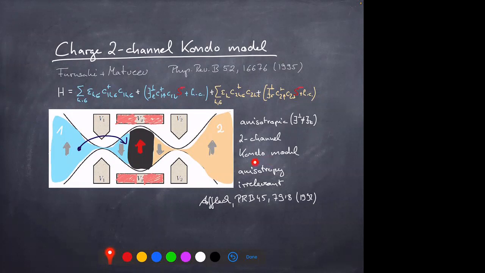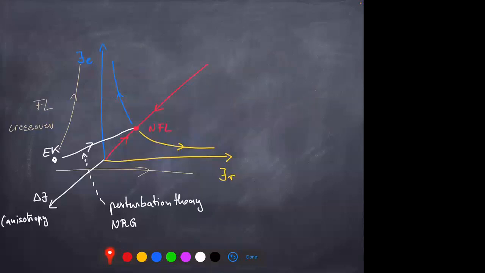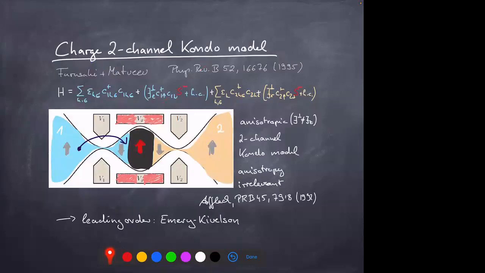This was also pointed out in this paper by Affleck, where he said that at the two-channel Kondo fixed point, the anisotropy is irrelevant, which means that although this system doesn't look like an isotropic two-channel Kondo model, it should flow to the same critical point. That also means that to leading order, we should be allowed to use this Emery-Kivelson type of calculation. Okay, are there any questions up to here?